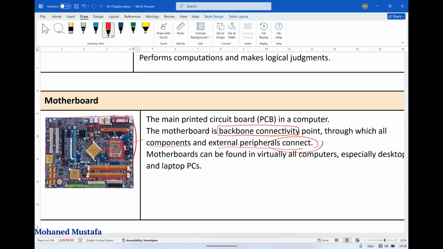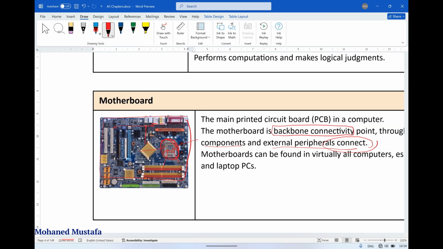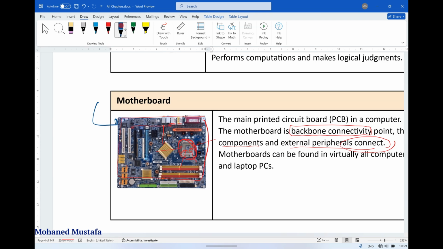Are we good? So why do we call it the main printed circuit board? Because there are other circuit boards, but this one is the main one. So what's the task? All components will be attached to this motherboard, and it's inside the CPU.